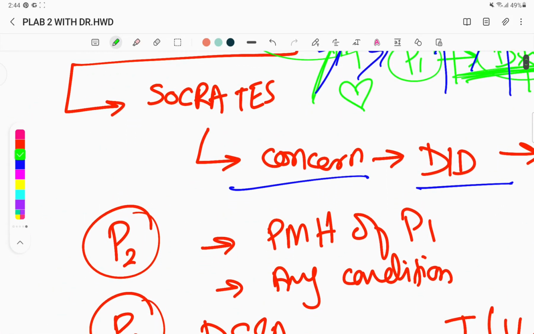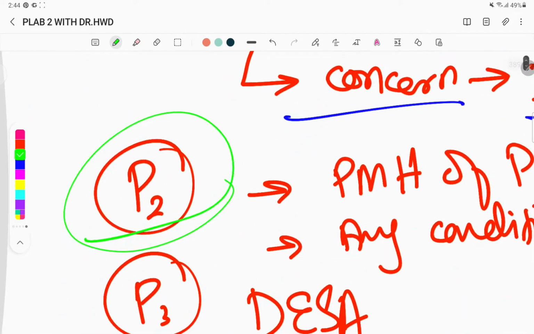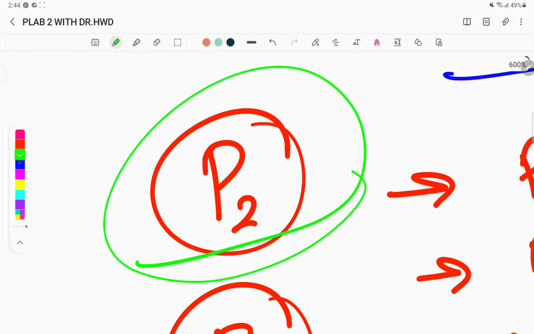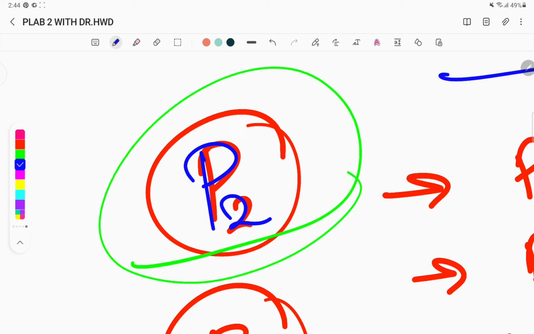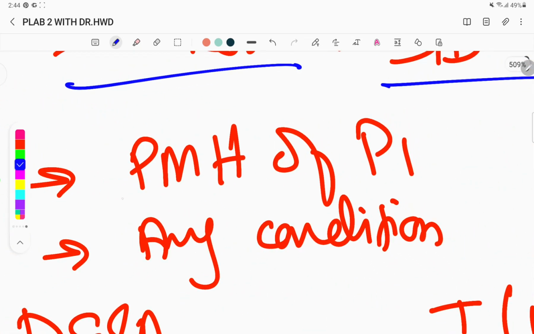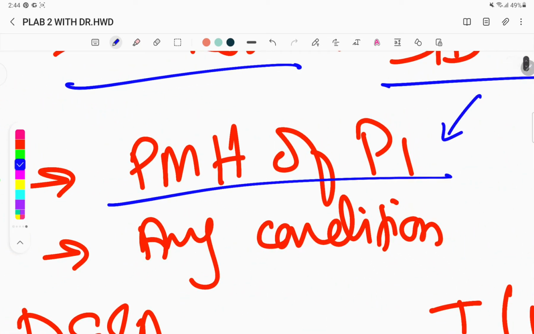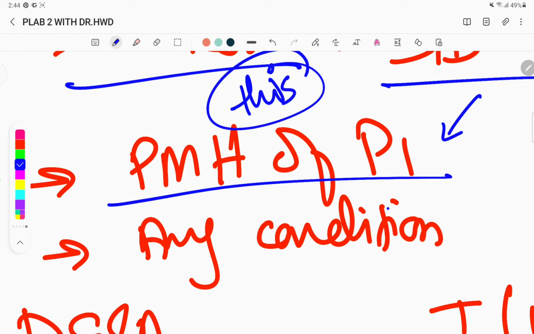After your P1 comes your P2, which is the second thing in our structure. In the P2, what do we have to discover? We have to ask them the past medical history of P1. So they're coming with chest pain. You'd be saying, all right, have you ever had this chest pain before? Have you ever had this condition or this chest pain before?